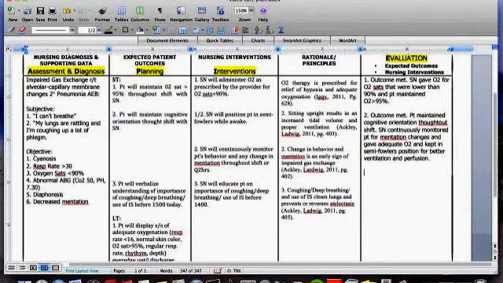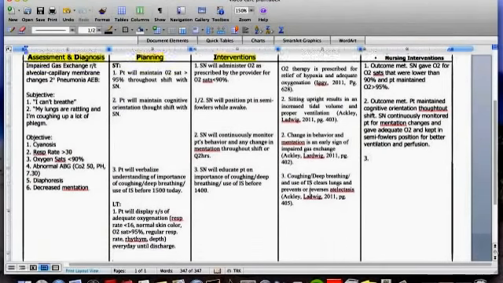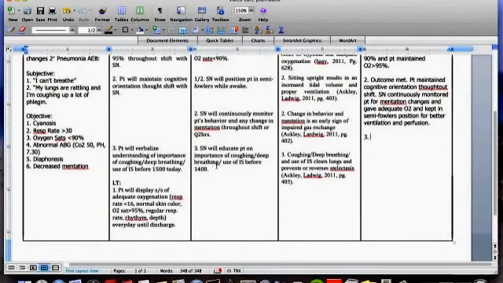Cool. What about my third goal? Well, I'm sorry to say that this outcome was not met because even though I educated my patient on the importance of these things, she just did not get it. She couldn't comprehend this. So I'm going to keep working on her, and I'm going to say the outcome was not met, and then I'm going to revise my plan.